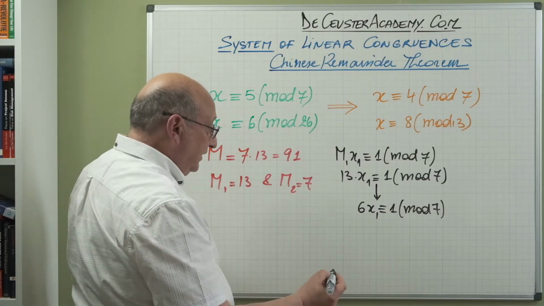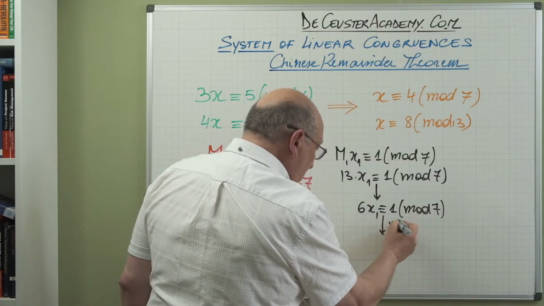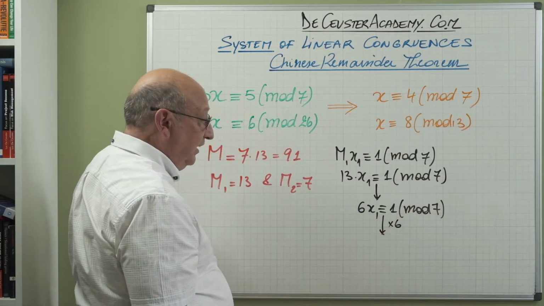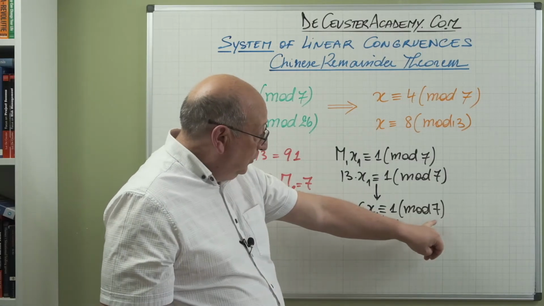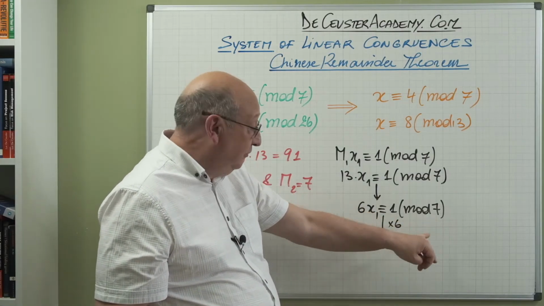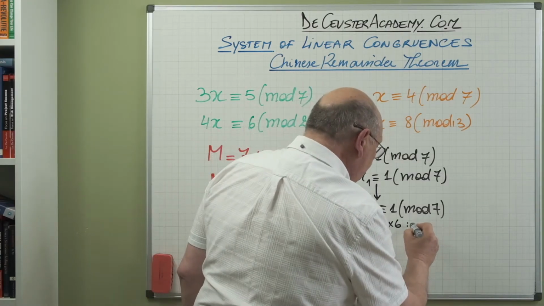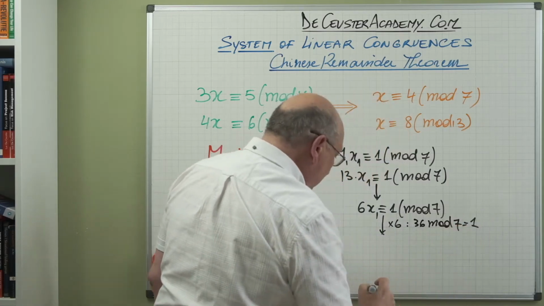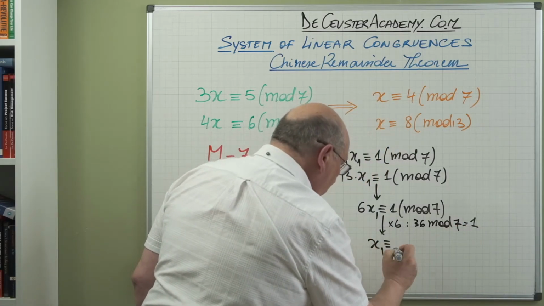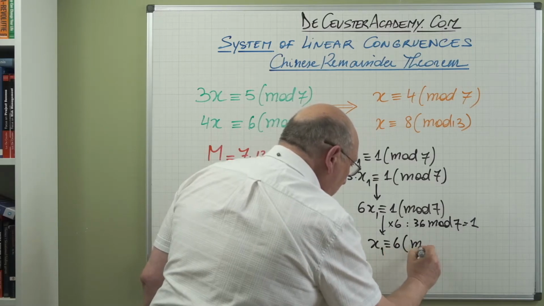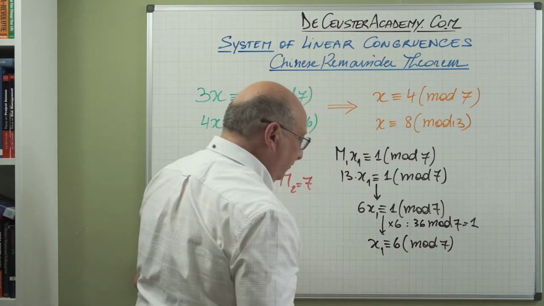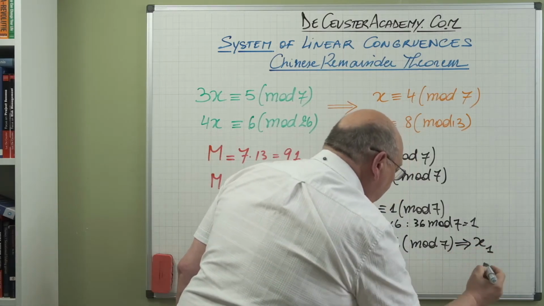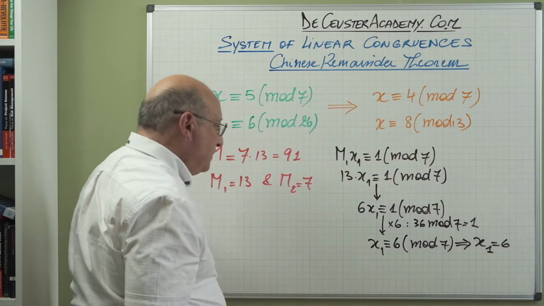So when we do this times 6, 36, when we look at modulus 7, 36, we have 5 times 7. So basically we can say 36 modulus 7 is equal to 1. So we find x1 is congruent with 6 modulus 7. And that's the first value: x1 is equal to 6.